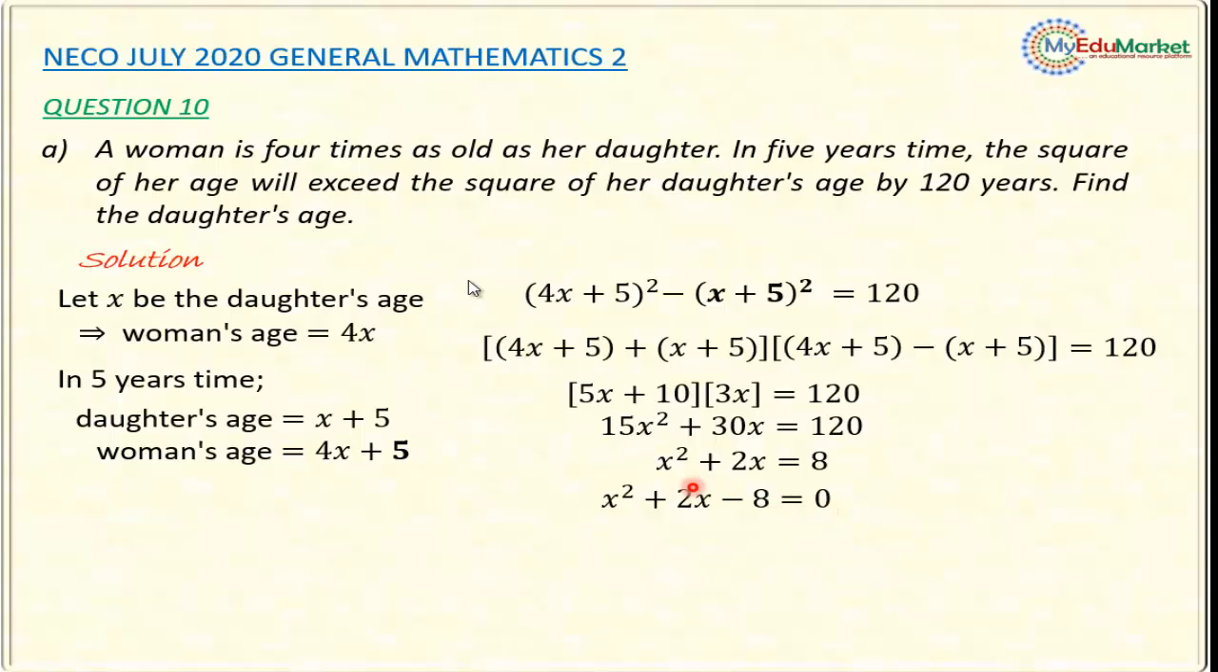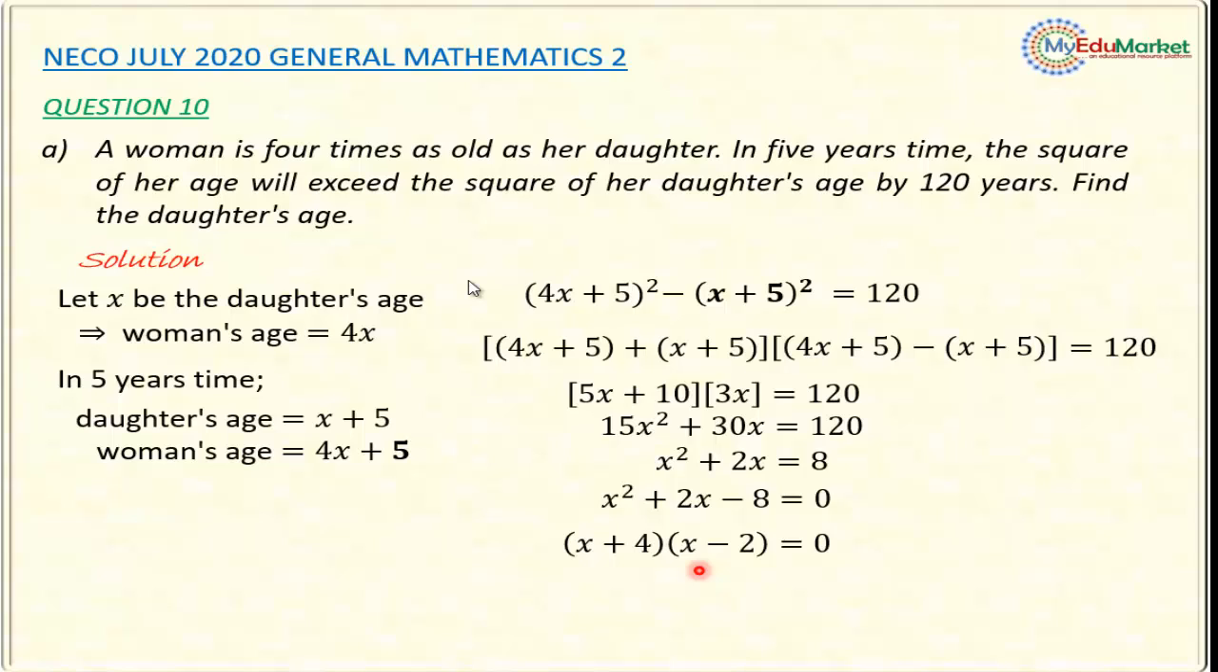Then I am to solve this quadratic equation by any of the available means so that I can get my x. So solving this by factorization, I am going to have x plus 4 into x minus 2 equals to 0. I'm solving this by factorization method. So plus 4 and minus 2 are the factors. So if x plus 4 times x minus 2 equals to 0, either the first bracket is 0 or the second bracket is 0.